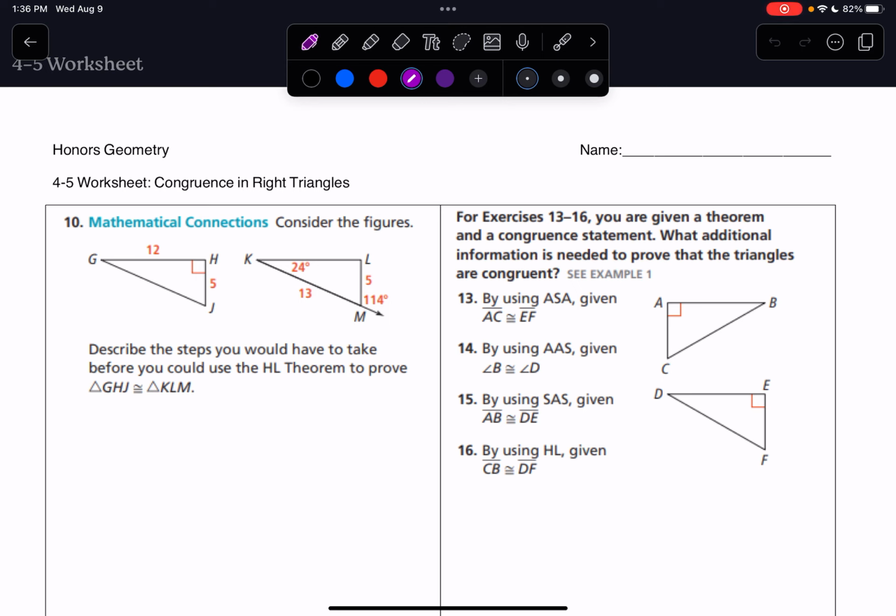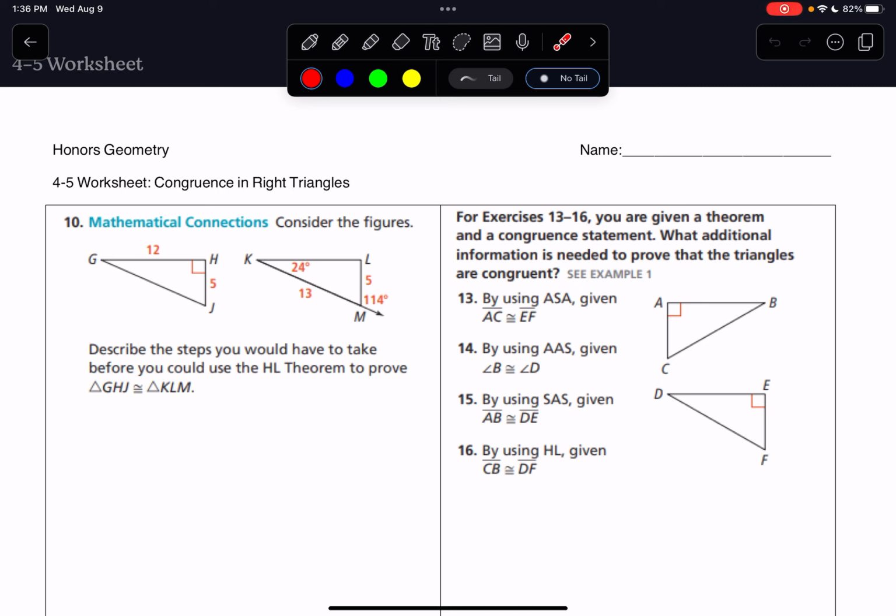So starting with number 10 here, consider these figures. Describe the steps that you would have to take before you could use the hypotenuse leg theorem to prove that these were congruent. So in order to use the hypotenuse leg theorem, of course, we need to know that our triangles are both right triangles. We know that this triangle is a right triangle, and here we could say, oh, I have this 114-degree angle. It has a 66-degree angle here, plus this 24 is 90. So we know they're both right triangles, so that's good.